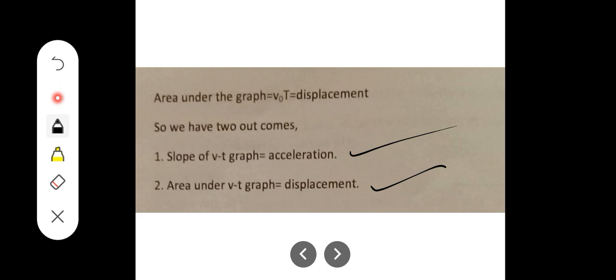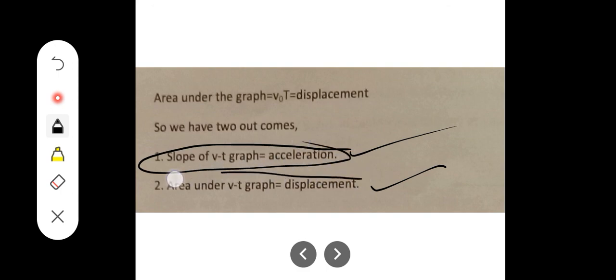This is very similar to the slope of the xt graph, the position-time graph, giving velocity. Slope of the vt graph gives acceleration, and this one we proved now, isn't it? Area under the vt graph equals displacement. Sometimes the second one, area under the vt graph equals displacement, may be asked to prove. It may be asked for 3 marks.